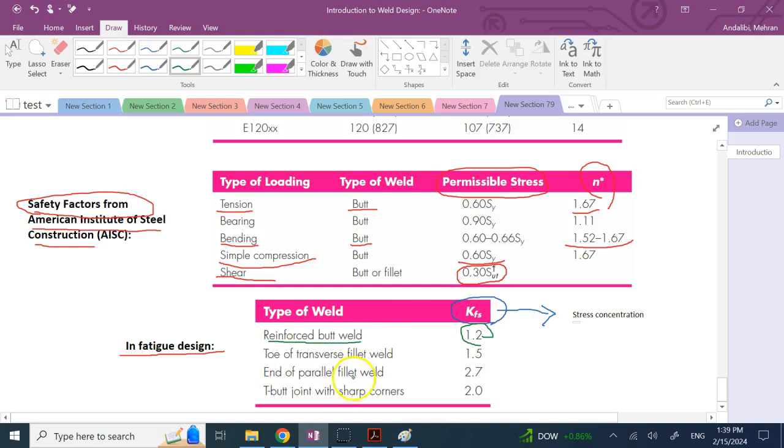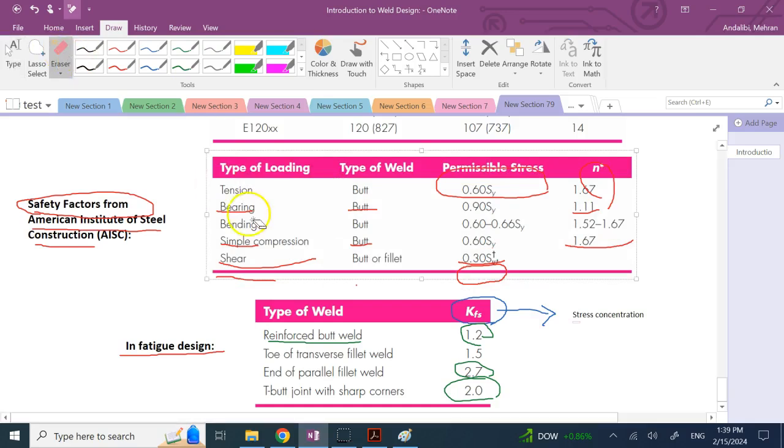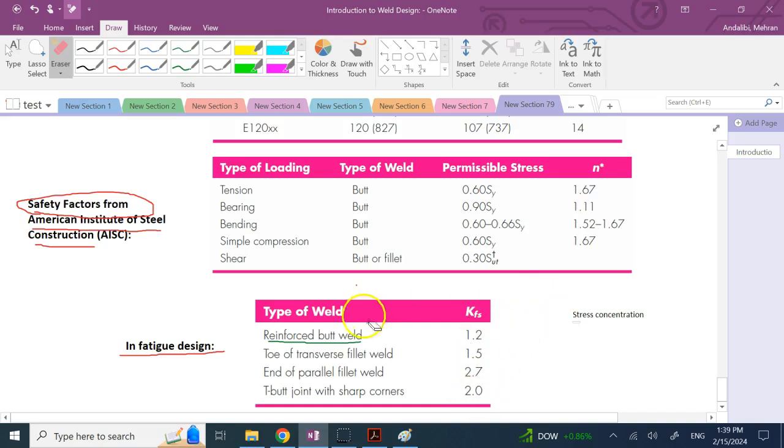If it's the end of a parallel fillet weld, use 2.7. If it's a T-butt joint with sharp corners, use 2, and so on. Okay, so you see you have typically a little bit higher numbers here, because in fatigue the strength of the weld goes down relatively significantly. And typically when you have cyclic loading, the best way to have a permanent connection is through bolt and nut, not through weld.